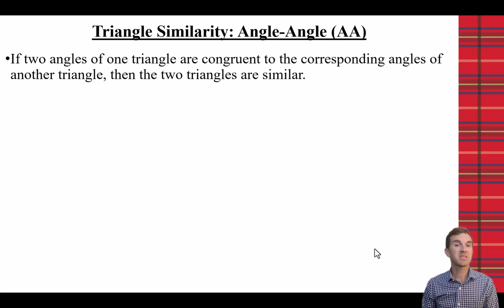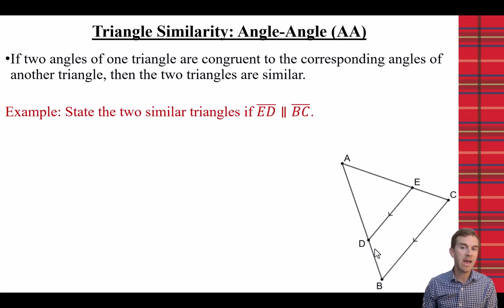Now we can also talk about similarities specifically for triangles, and there are several methods that we will use, one of them being angle-angle. And in this, if we know two of the corresponding angles are congruent, then we know that the triangles have to be similar. And we only have to know two, because the third one automatically will be congruent as well.